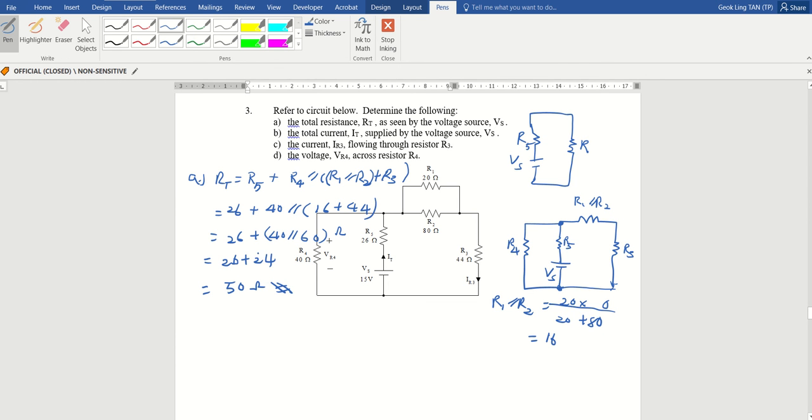Okay. So you should expand your answers, like 40 in parallel with 60. You can work it out like what I've shown you here, R1 in parallel with R2. So that's RT.